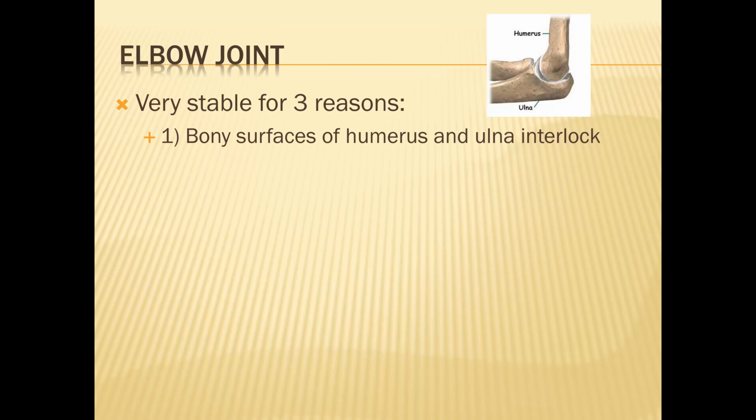So the elbow joint is a very stable joint for three reasons. First, the bony surfaces of the humerus and the ulna interlock. Again, you have that C-shaped trochlear notch that fits around the trochlea of the humerus, and that is a really tight interlocking between those two bones.